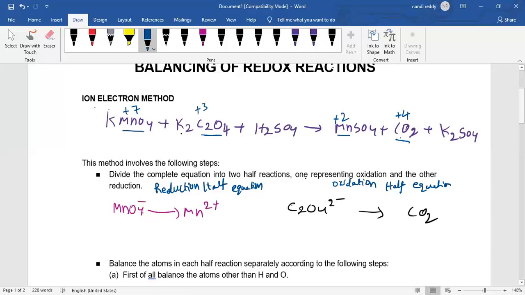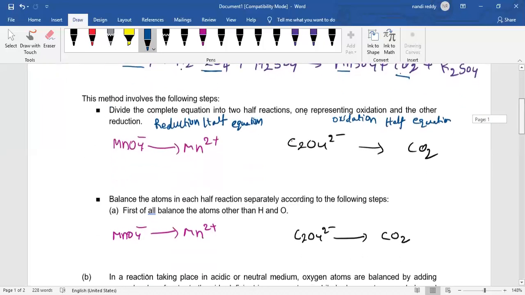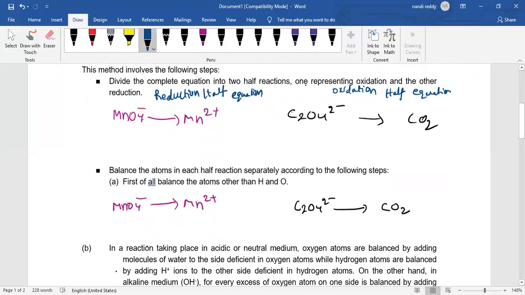The next step: balance the atoms in each half reaction separately according to the following steps. First of all, balance the atoms other than hydrogen and oxygen. So here how many atoms are there? 1 Mn, here also 1 Mn, already balanced. But here 2 carbons are there, and here only 1 carbon. By putting 2, we can get the atoms balanced. So other than hydrogen and oxygen, I balanced this one very clearly.